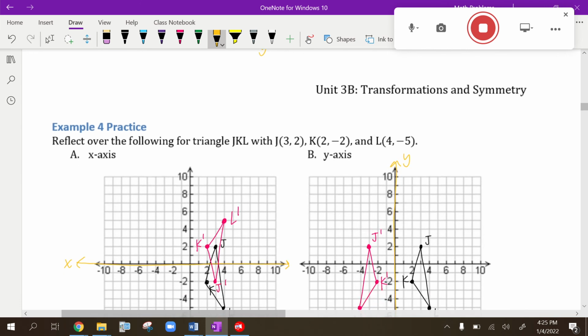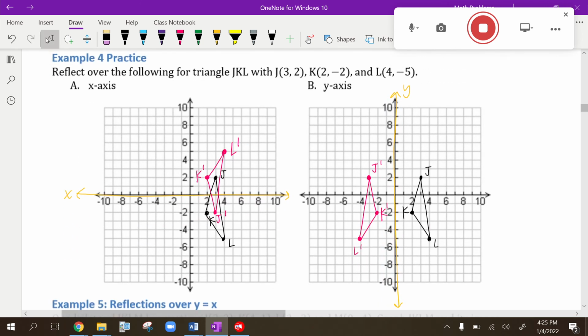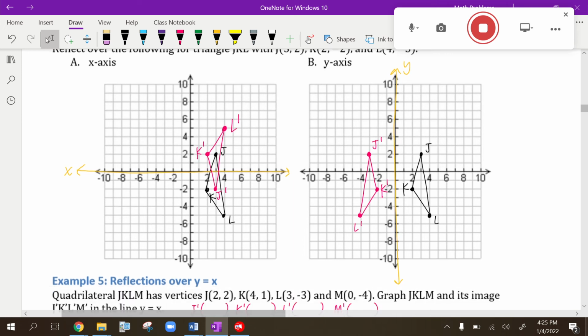Now there's a couple practice problems here for you to try if you want, and here are the answers. If you feel good though, you don't have to do these. I know it can get repetitive with graphing all the points. But there's one more type that we need to go over together.